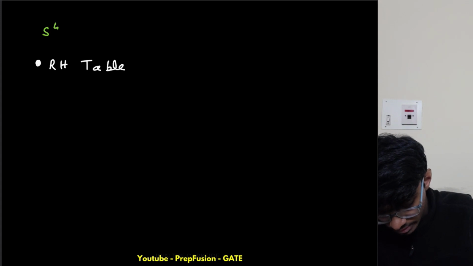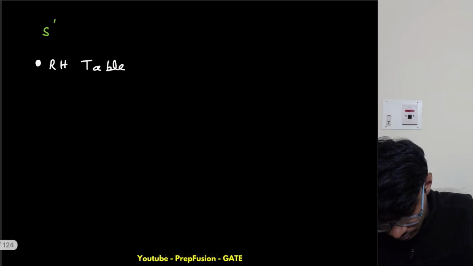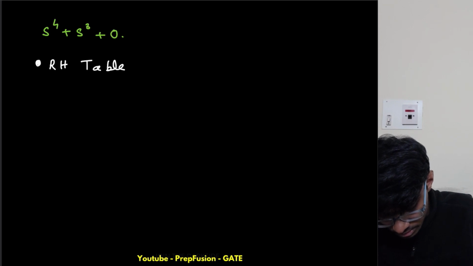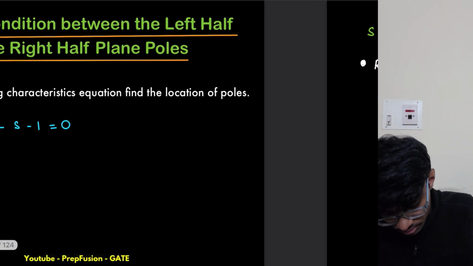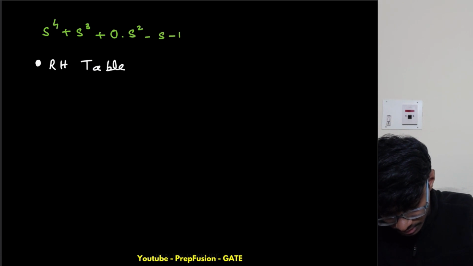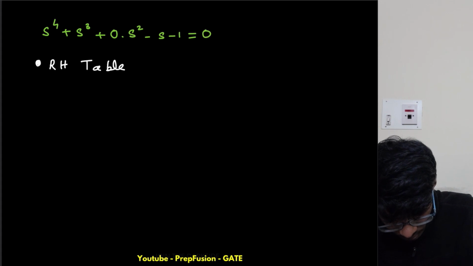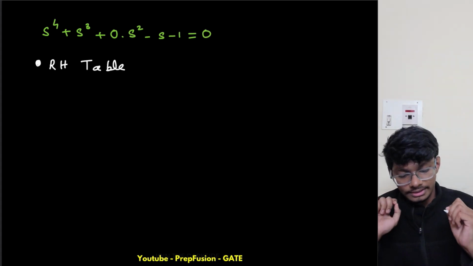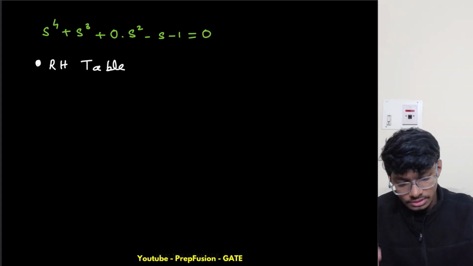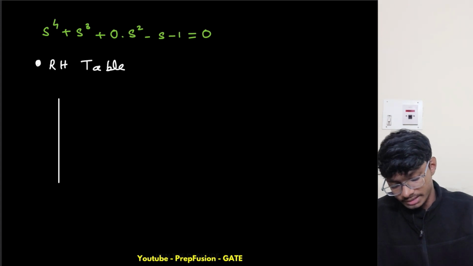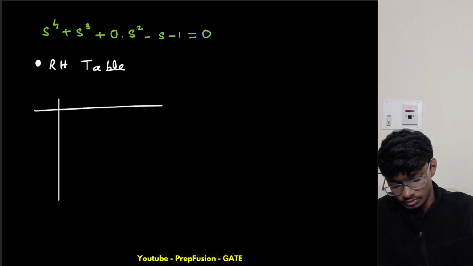S to the power 4 plus S cube plus 0 S square minus S minus 1 equals 0. Okay, so this is my standard format. Now what I'll do is write my Routh table, basically compute my Routh table.